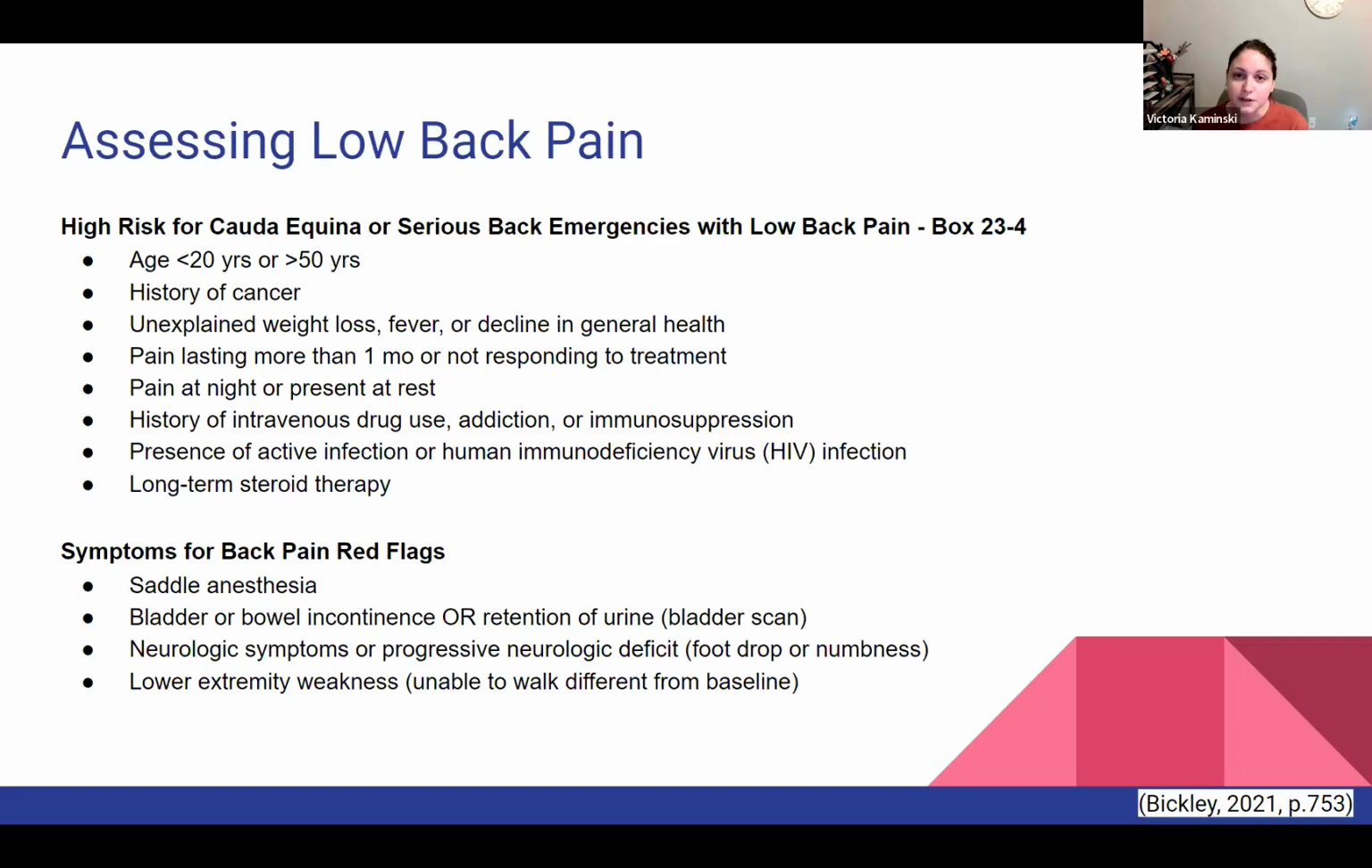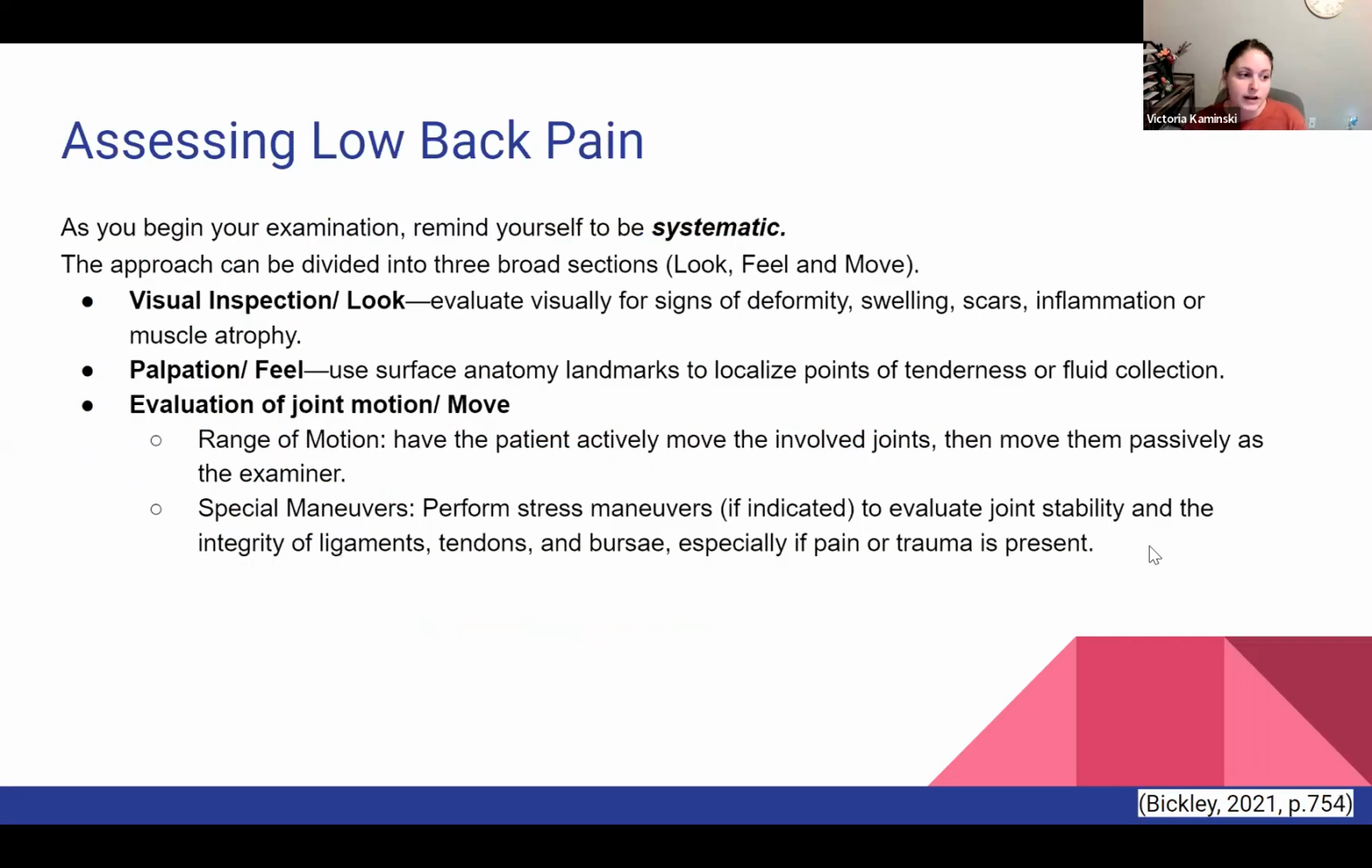Neurologic symptoms and lower extremity weakness. So we're talking about foot drop, numbness, motor weakness. They're not able to walk from their baseline. And then those high-risk conditions for cauda equina or serious back emergencies are also listed for you. When it comes to your back exam, you want to be very systematic. You want to visually inspect and look, palpate and feel, and then evaluate the joint movement. That's for anything with musculoskeletal specifically. There are special maneuvers that you're going to need to do to try and stress a joint, if it's possible, to elicit a pain response or get a better idea of what the origin of the pain is.